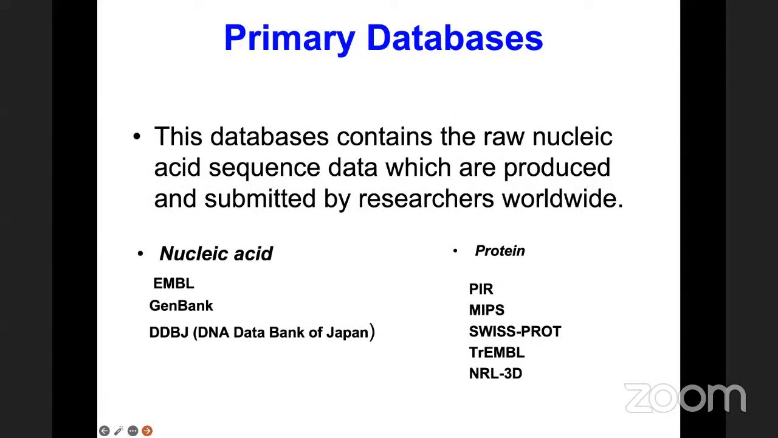Now there are a few slides that give examples of primary databases, where only the raw data is submitted. It may not be sequence data; it could be metabolomic data or genotyping data. For nucleotide data there are databases called NCBI GenBank, EMBL, and DDBJ, and for protein, Swiss-Prot, TrEMBL, and others. These are the primary databases which contain only the raw data.